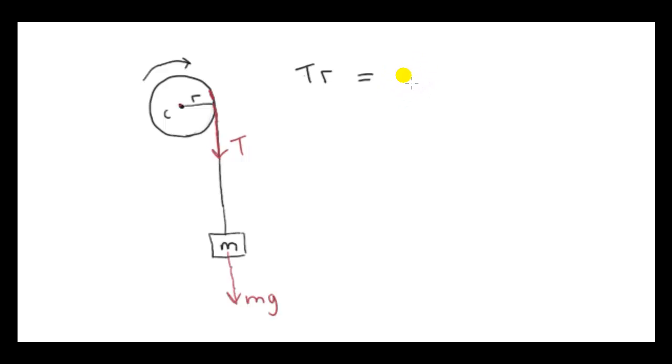So the principle of angular momentum tells us that T R is the moment of inertia of the disk about the point C times the angular acceleration of the disk, alpha. Now let's look at the forces on the mass M. We know that the string tension is the same throughout the string, and it acts away from the points that the string is attached to.